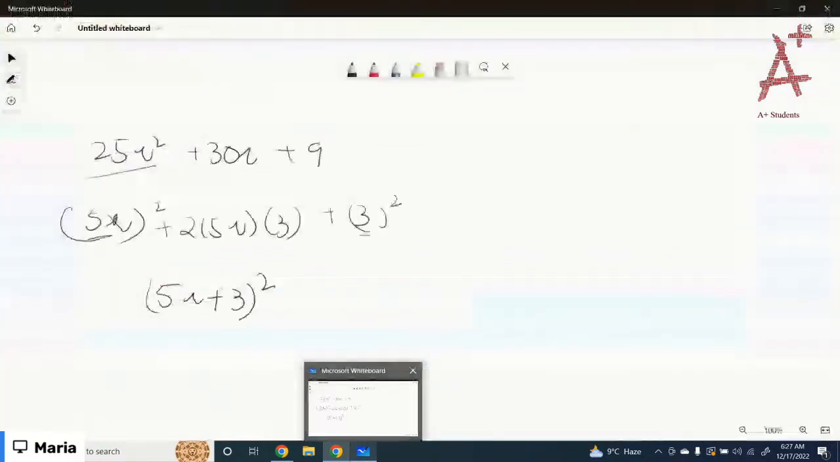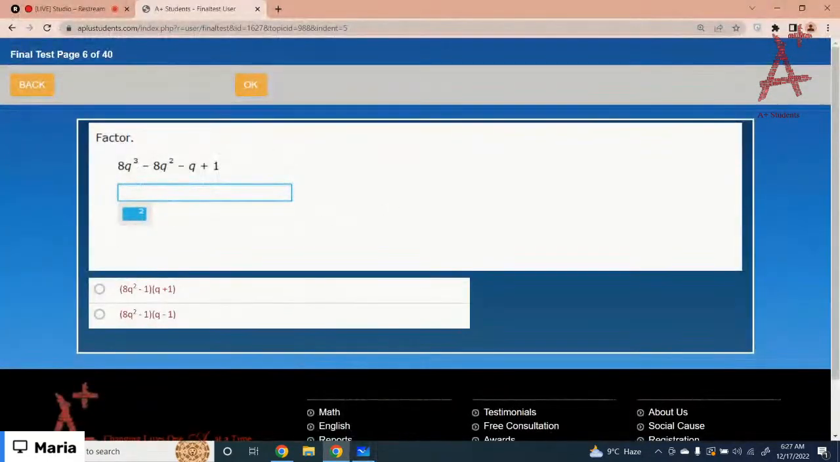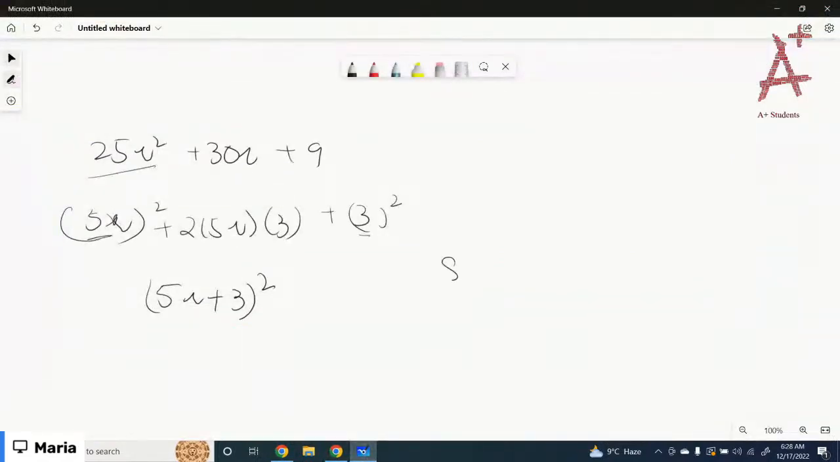Okay, the next one is 8q cube minus 8q square plus q plus 1. So you can factor by grouping. That's from the lesson we just did. Let me just write it down on the board. It would be 8q cube plus 8q minus 8q square minus q minus 1. Got it?